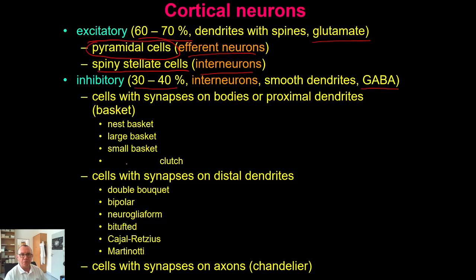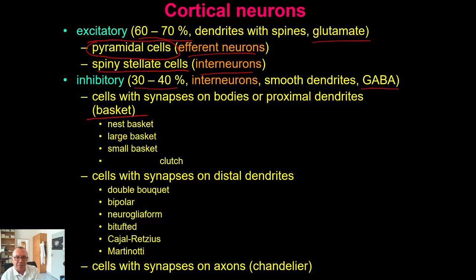Inhibitory neurons of the cortex are classified according to synaptic places. Those which have their synapses on bodies or proximal dendrites, that means which send axons forming synapses with bodies or proximal dendrites of other neurons, are called basket cells. You know basket cells from the cerebellum, they are very similar.